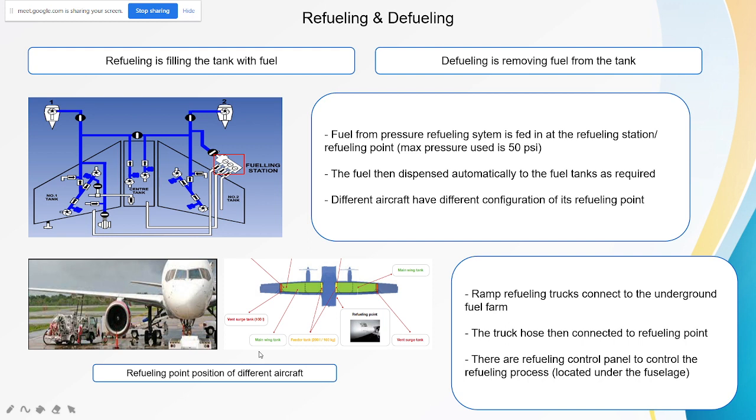The ramp refueling trucks connect their hose to the refueling point of the aircraft, directing the fuel into the aircraft. The refueling process can be controlled through the refueling control panel that is located at the fuselage belly. Usually for most airplanes, they are located here under the belly, and for the ATR it is the same. It is located here.